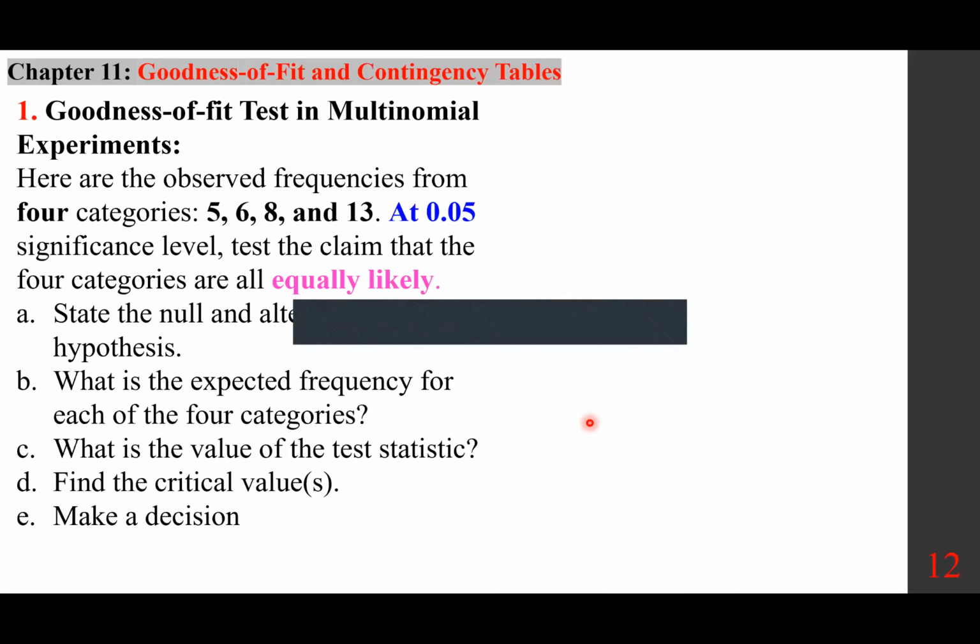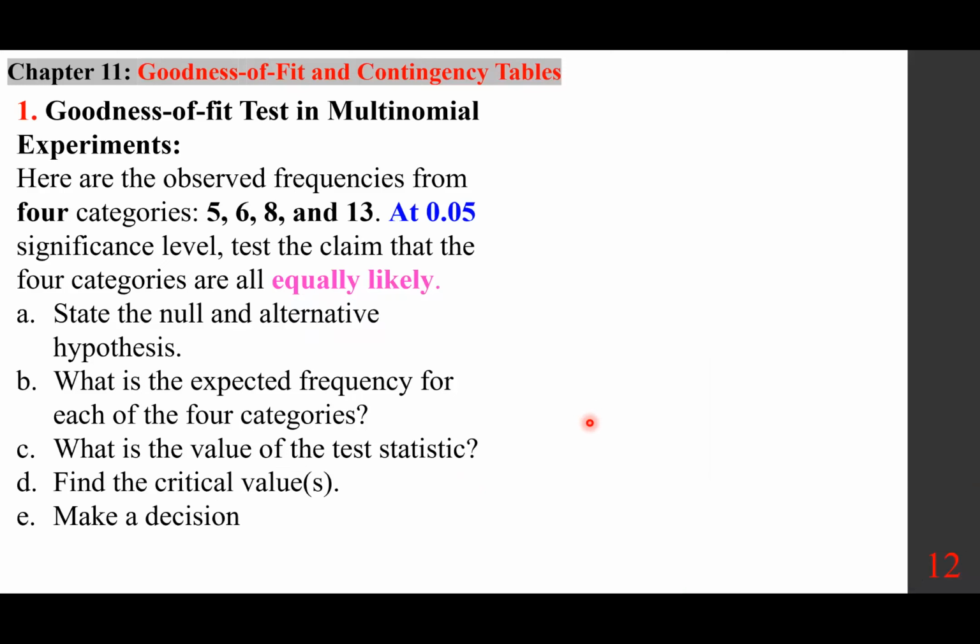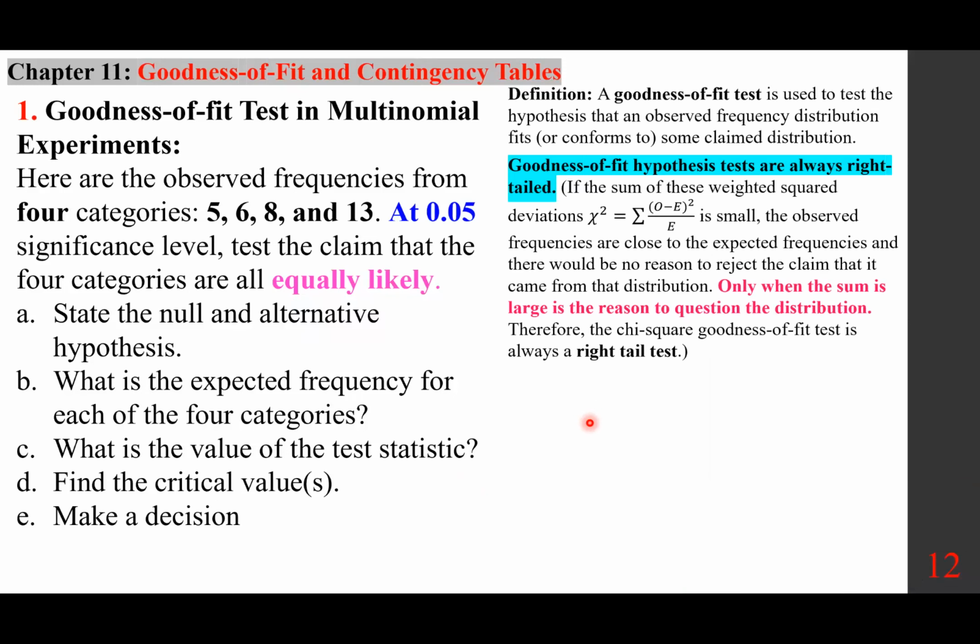So first, let's look at the definition. Would you be kind enough to read this for us, please? Sure thing. Definition. A goodness of fit test is used to test the hypothesis that an observed frequency distribution fits or conforms to some claimed distribution.